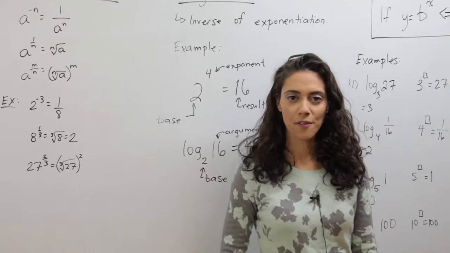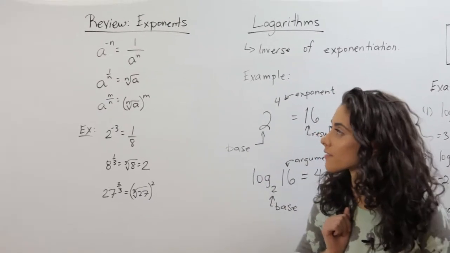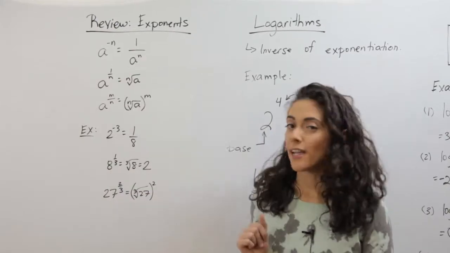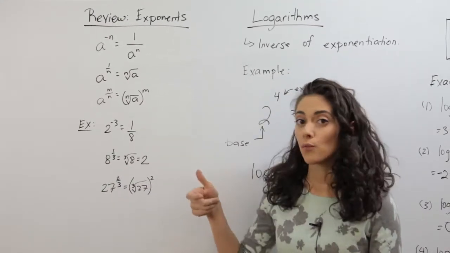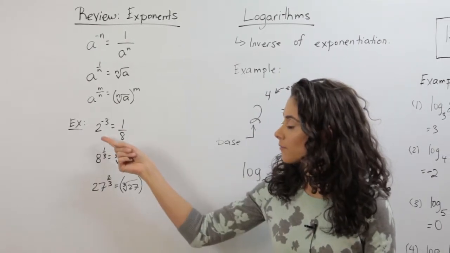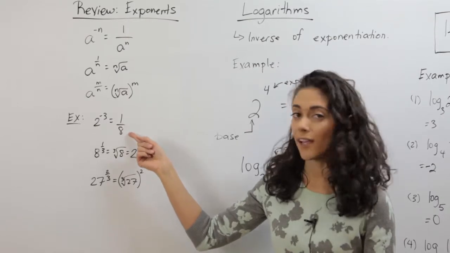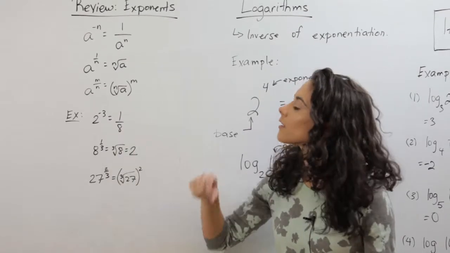Before we discuss logarithms, let's review exponents. A few exponent rules you should know from previous years. A base raised to a negative exponent results in the reciprocal of the base raised to the positive exponent. So for example, 2 to the power of negative 3 results in 1 over 8. 8 is 2 to the power of 3.